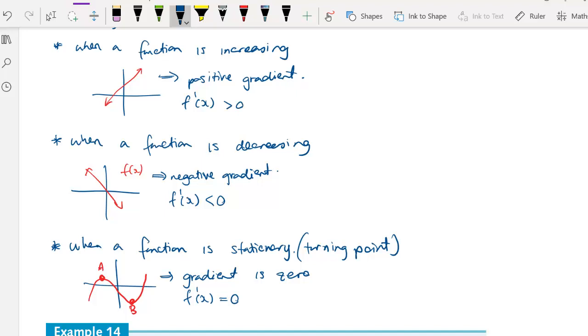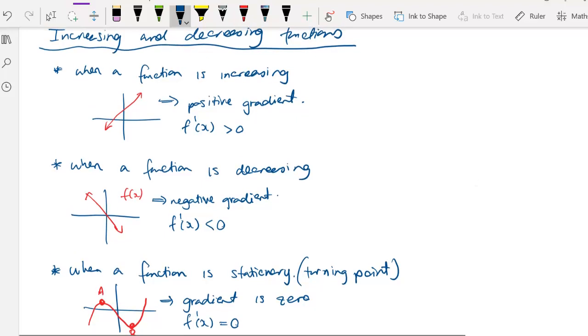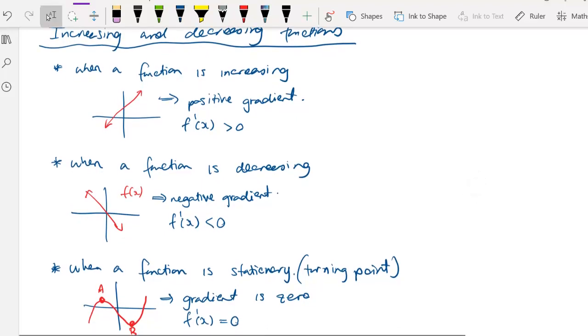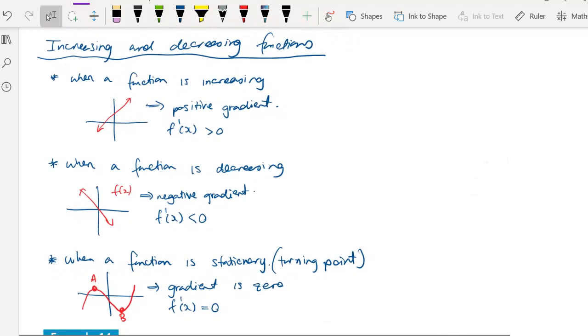So those are very, very important facts when we're dealing with derivatives and gradients. And so when we're looking at increasing and decreasing functions, that's what our focus is. So when is it increasing? When is it decreasing? When is it stationary? And what does that mean for the derivative? So increasing, decreasing, and equal to 0 respectively.